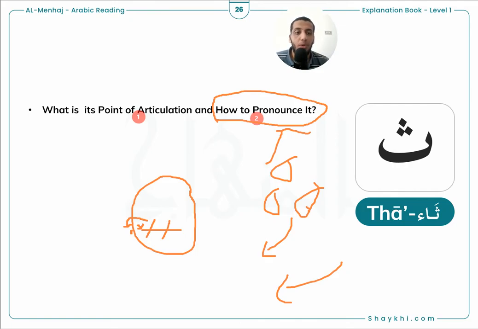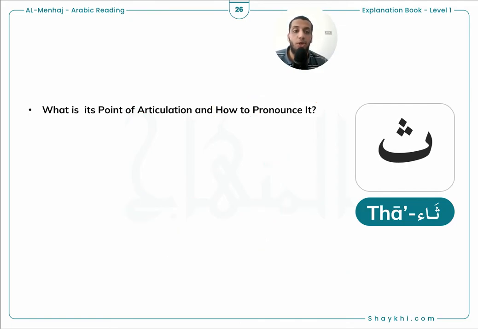Th. So now let's move to the next question: is this letter heavy or light? Is letter th a heavy or light letter? Again and again, we said that when we say a letter is heavy or light, the translation is whether the back of the tongue will be raised or not. If it's raised, it will be heavy.